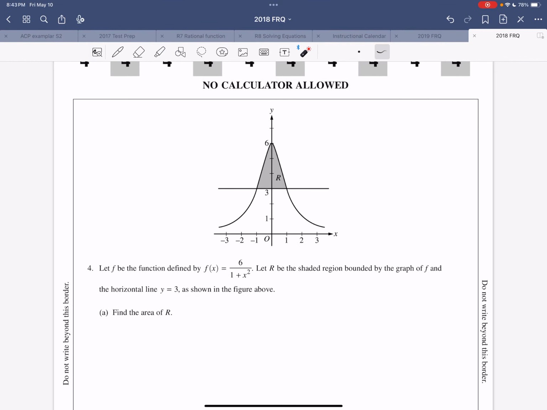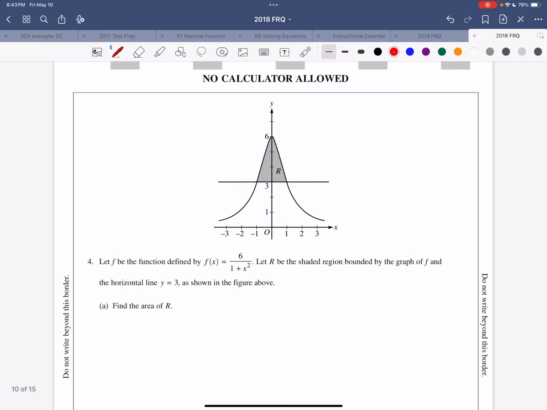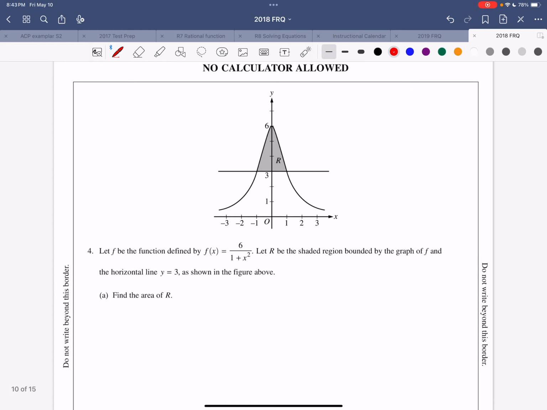Okay, this time I'm gonna go over non-calculator session, question number 4, 2018. So we have this graph here. Usually when you have a graph, it's gonna be an easy question, so don't panic. At least A is gonna be easy.